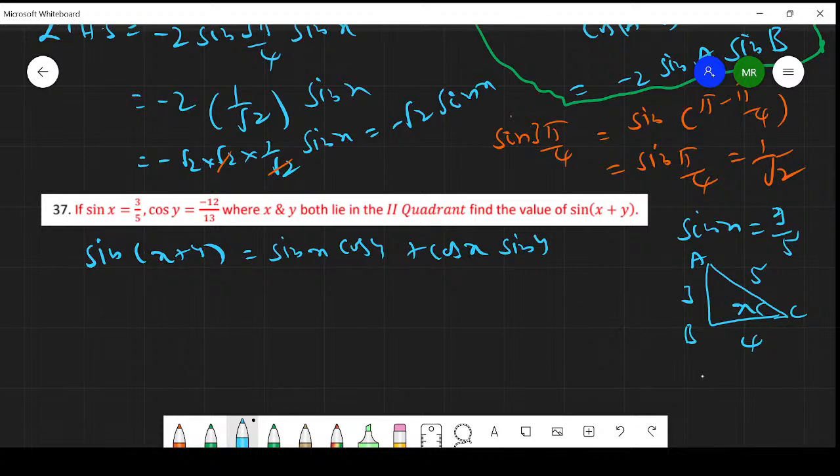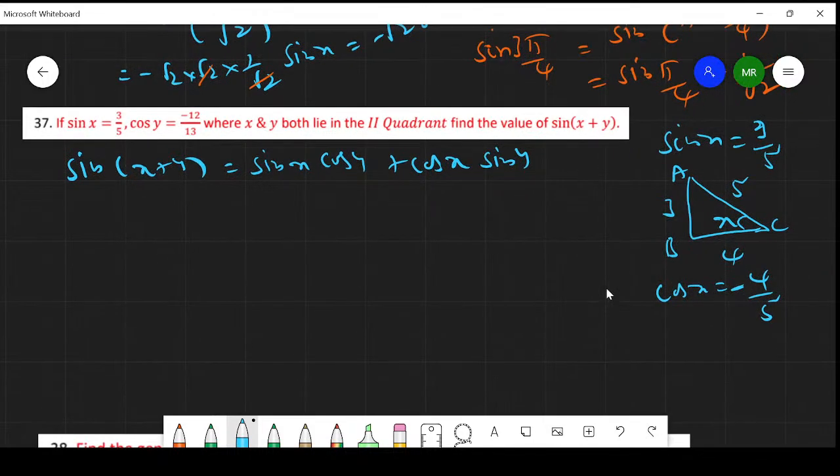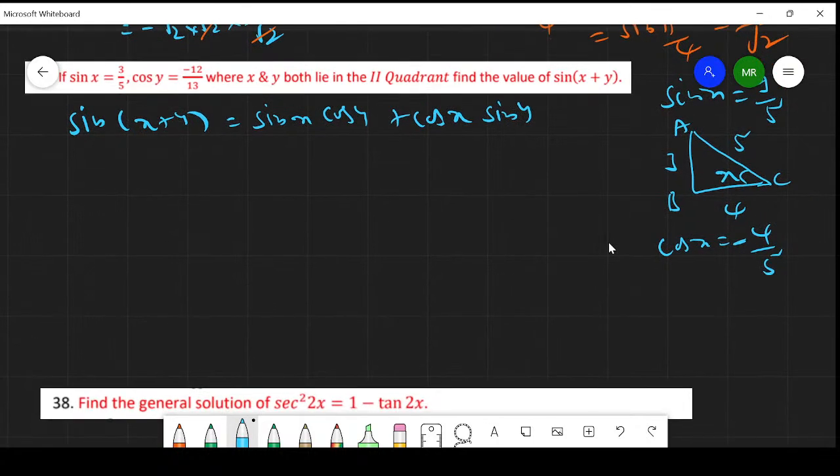Now what do you put for cos x here? I can write immediately cos x is equal to 4 by 5. But x belongs to the second quadrant, so cos x is equal to minus 4 by 5. Since x belongs to the second quadrant, cos x will be negative. Correct?